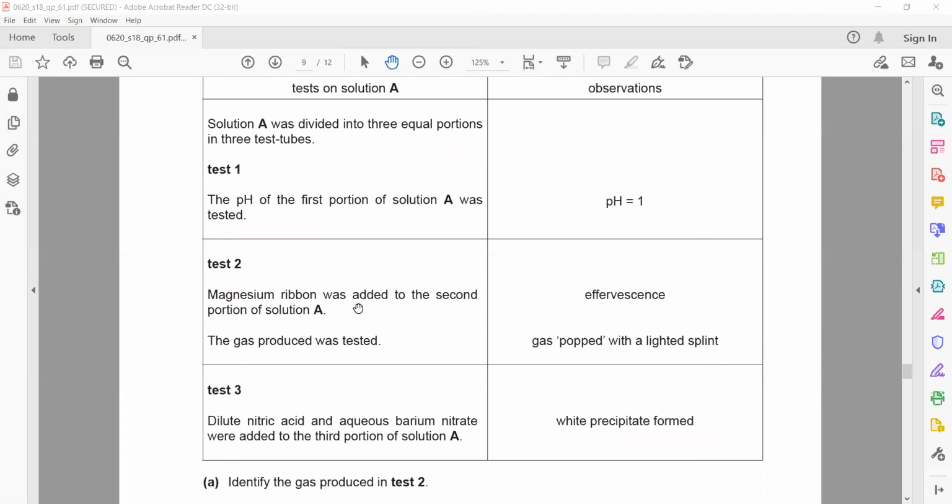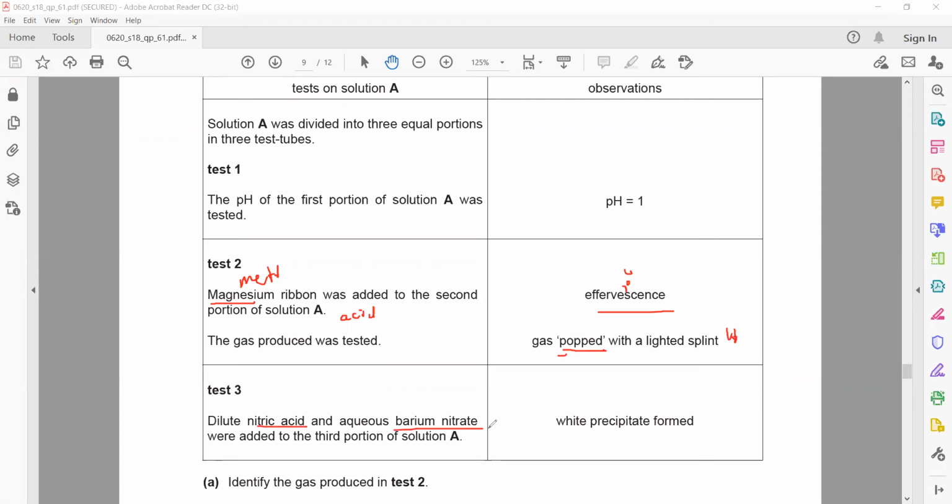Test 2, magnesium ribbon was added. Magnesium ribbon means metal. So when metal is added to acid, the metal reacts with the acid to give salt and hydrogen. That's why there is effervescence, meaning rapid formation of gas. Continuously a gas is given off. And the lighted splint pops, which means hydrogen gas is released.